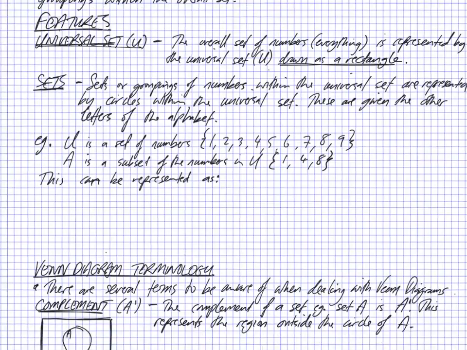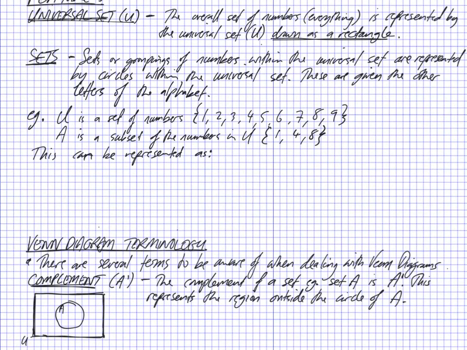Now sets. Sets are groupings of numbers within the universal set. So within everything there might be smaller groups of numbers. And you represent these with circles inside the universal set. So inside the rectangle, you're going to have circles inside that represent a smaller group of those numbers that were in everything. These are given the letters of the alphabet, except for U.